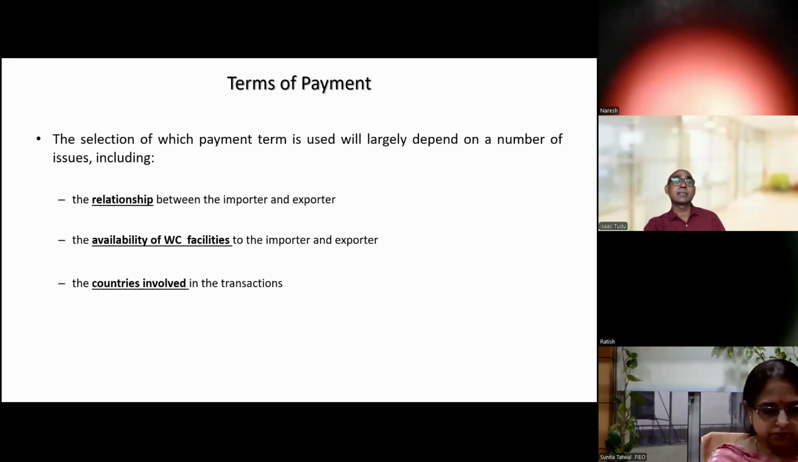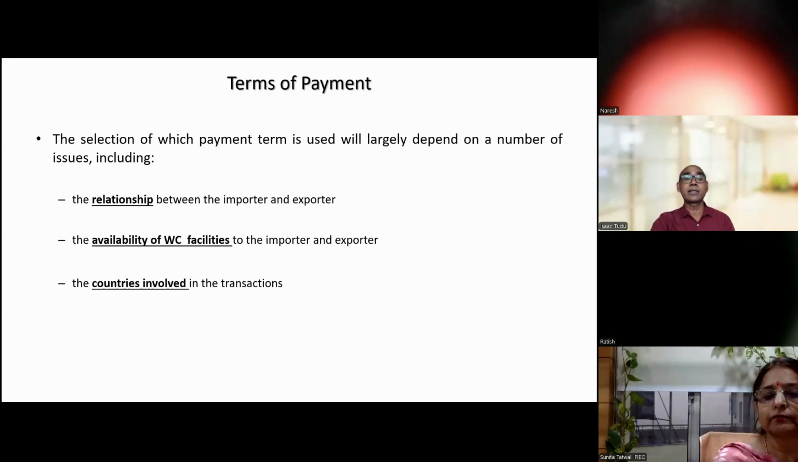Okay. And the countries involved in the transaction are also critical. We are based in India as an exporter and we are supplying goods to different countries. So what is the country risk? That is also important, and where the importer is based. There could be political issues, there could be economic challenges. So depending on the country-specific risk, we need to decide which Incoterms or which payment terms would be suitable for our trade transactions.